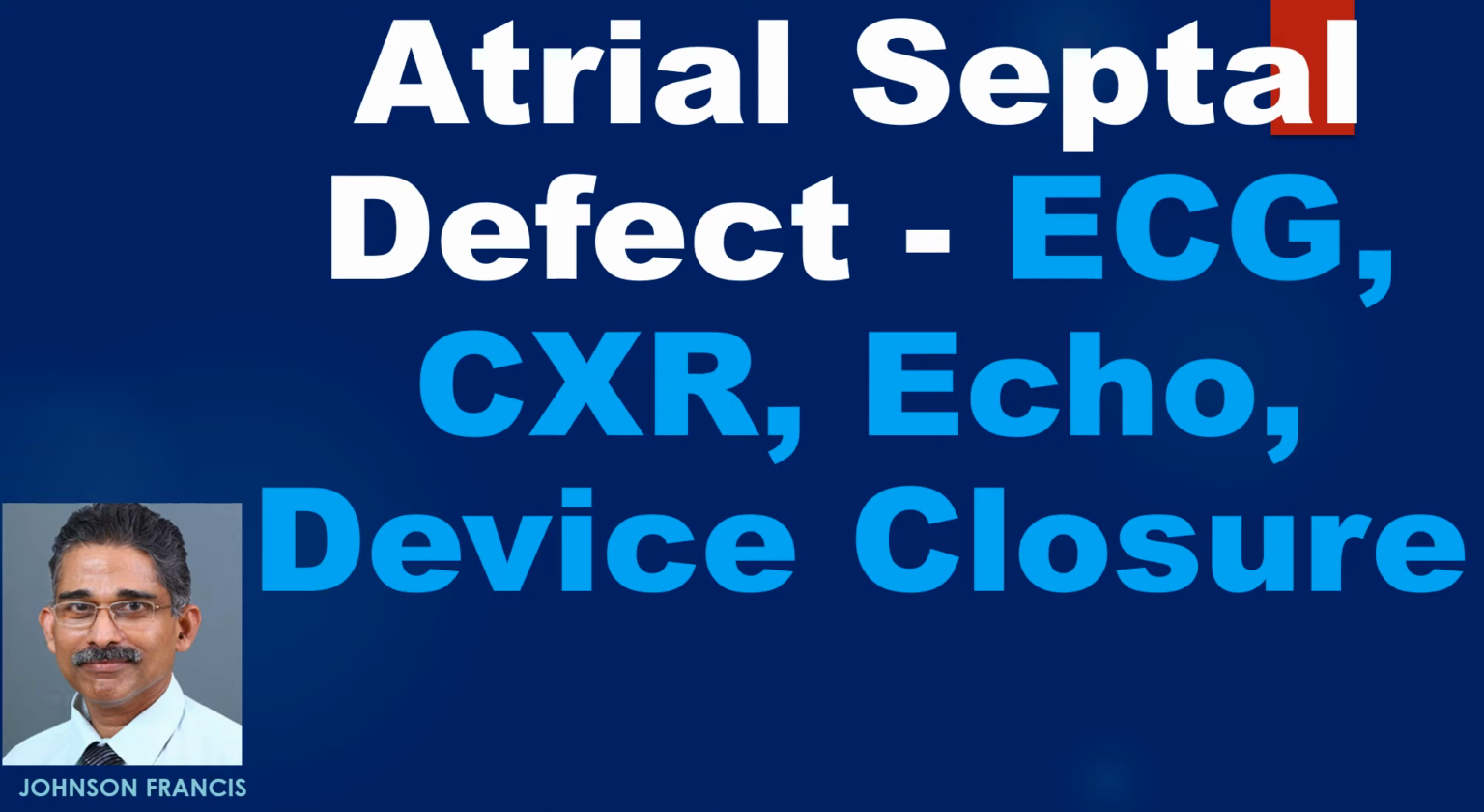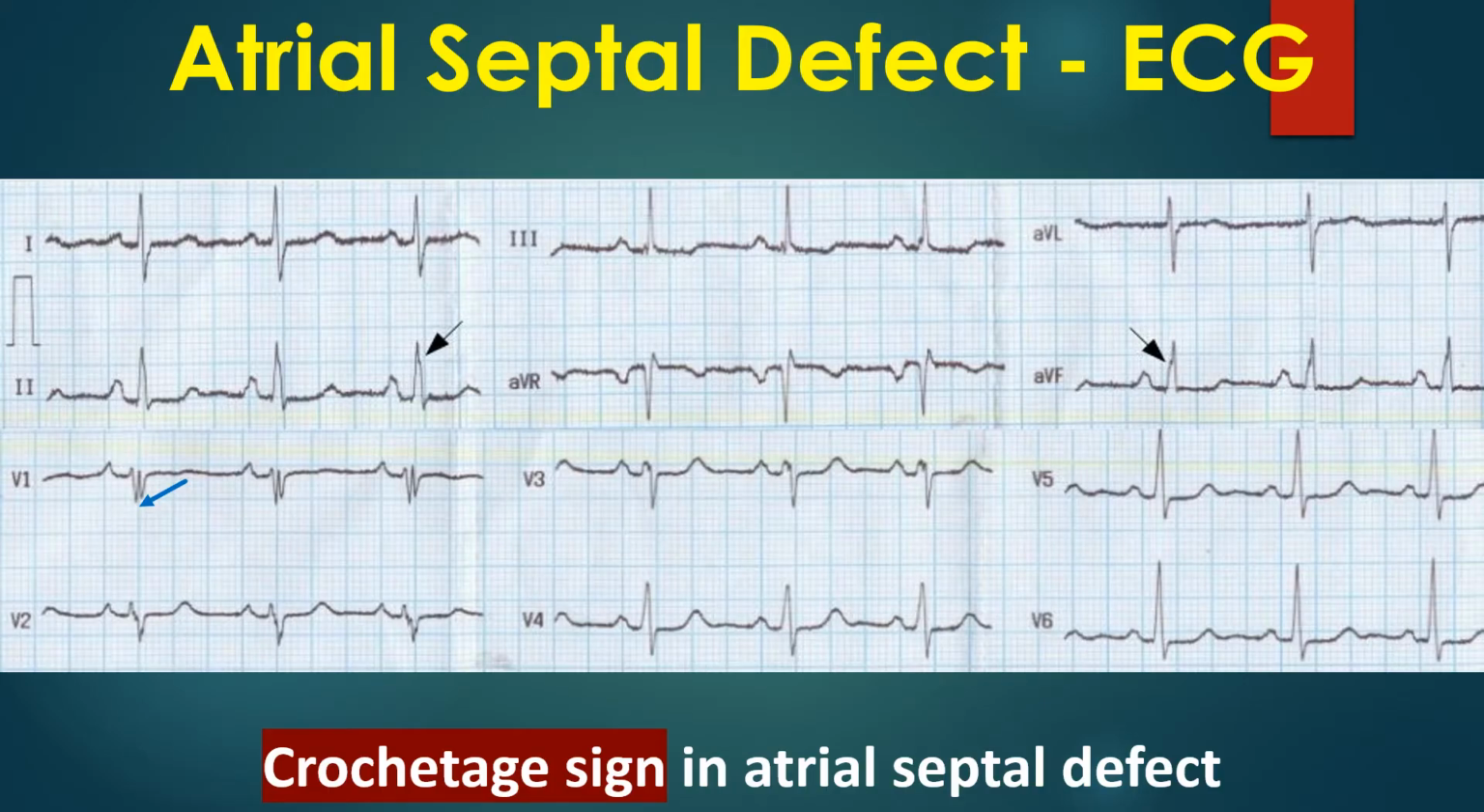Discussion on X-ray chest, ECG, echo and device closure in atrial septal defect. This ECG shows RS R''S' pattern in V1 marked by blue arrow, suggestive of incomplete right bundle branch block pattern. The pattern indicates right ventricular volume overload. In addition, crochetage sign is seen in inferior leads marked by black arrows.